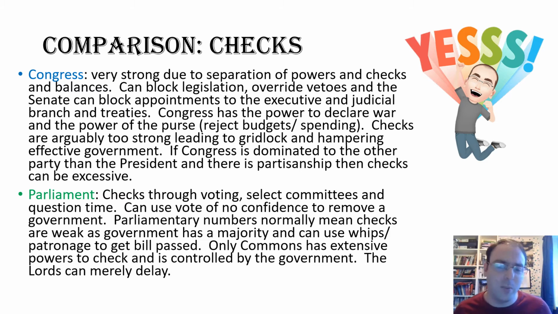So the checks in Parliament are rather weak on government, particularly if the government has a majority, particularly a government of any size, and it can use its whips and patronage to make sure it gets bills passed and it makes its backbenchers behave. And it's only the Commons that has extensive powers to check control on the government, and this is a real flaw in the system because it's the Commons that tends to be dominated by the government. The Lords can merely delay things.